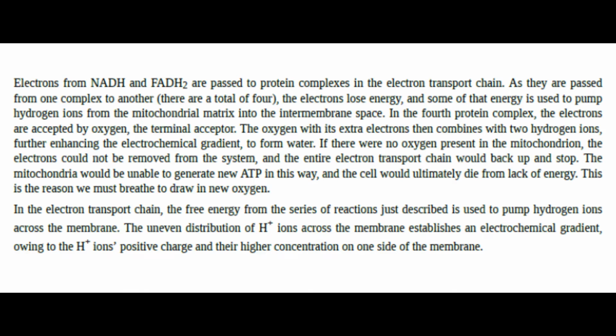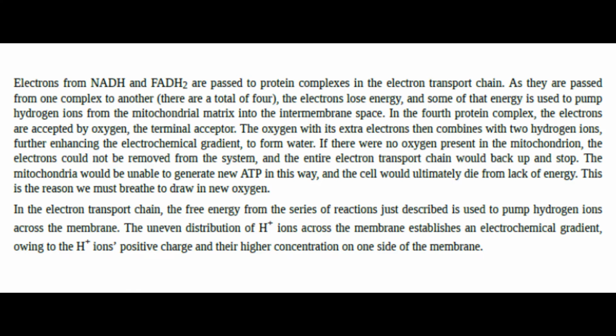The oxygen with its extra electrons then combines with 2 hydrogen ions, further enhancing the electrochemical gradient, to form water. If there were no oxygen present in the mitochondrion, the electrons could not be removed from the system and the entire electron transport chain would back up and stop. The mitochondria would be unable to generate new ATP in this way, and the cell would ultimately die from lack of energy. This is the reason we must breathe to draw in new oxygen.